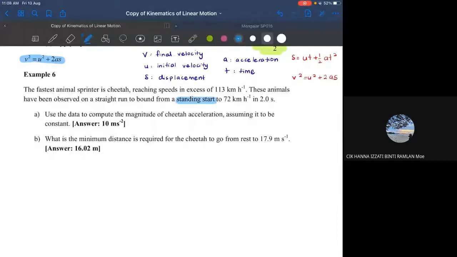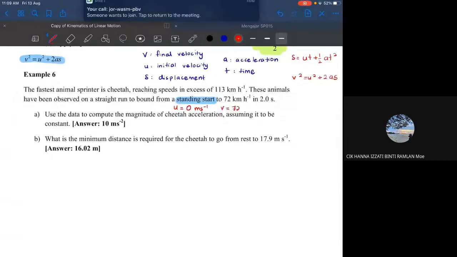A standing start maksudnya stationary ataupun at rest. So kita dah clearly tahu kat sini. Ini adalah initial speed lah. This is our U is 0, okay. To 72 km per hour. So this one is our V lah, okay. Okay, so kamu pun salin lah.